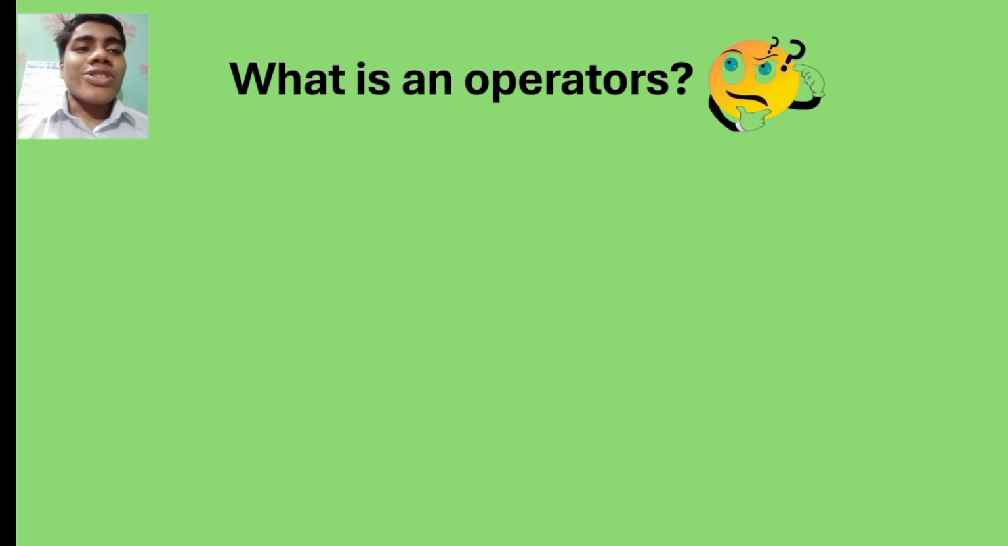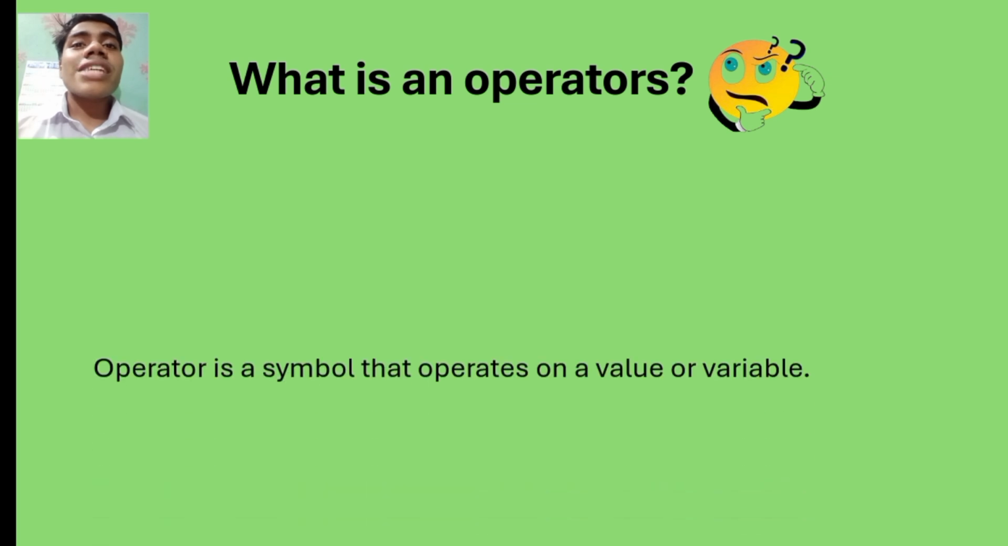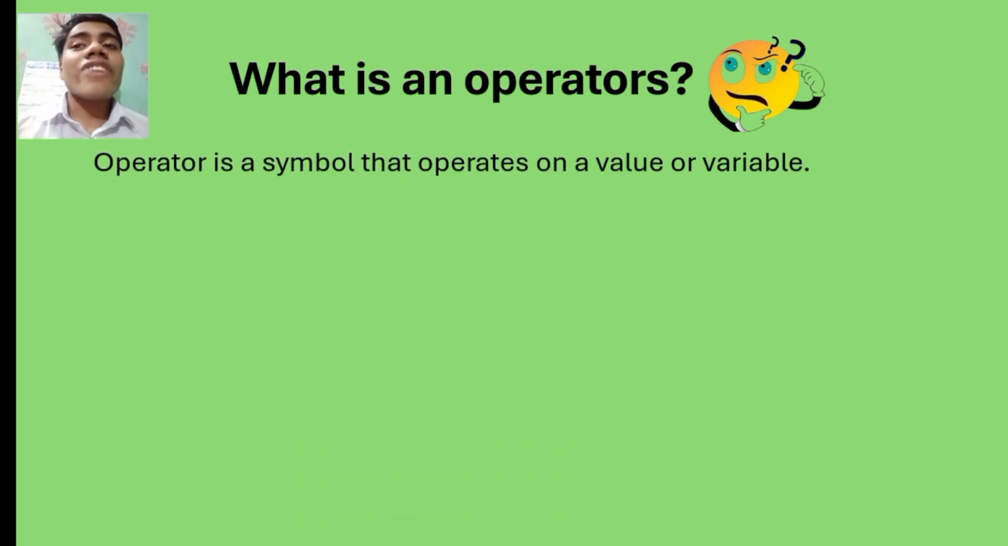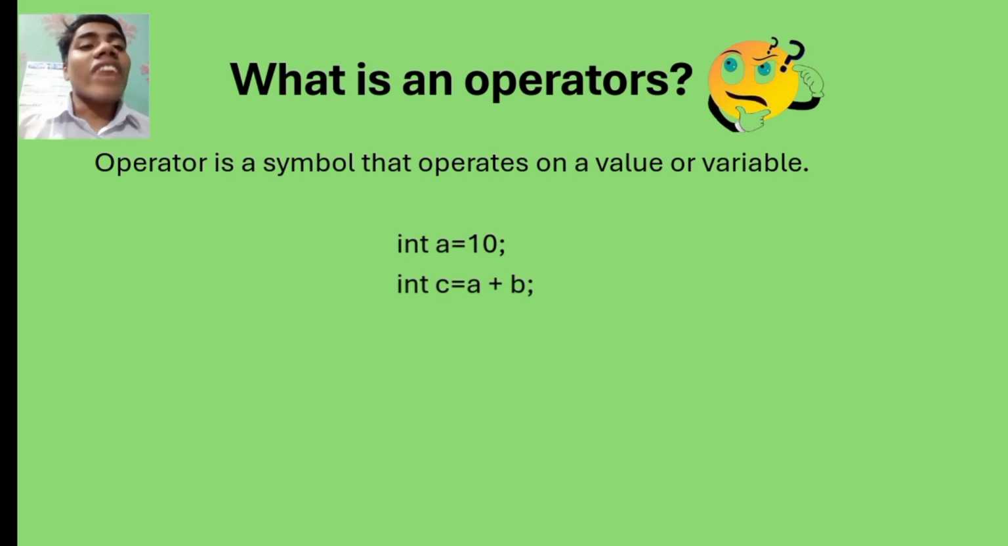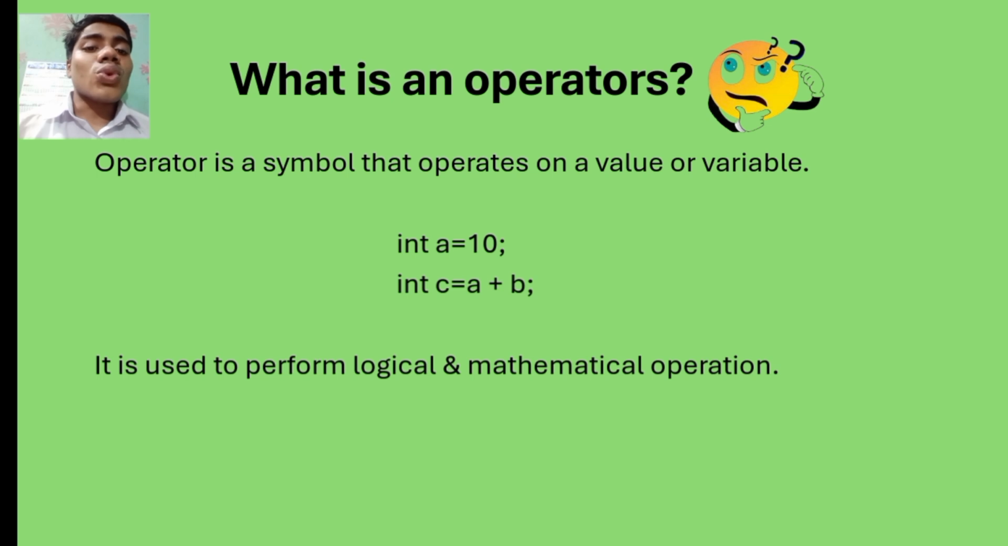Now, what are operators? In programming languages, operators are special symbols that perform operations on variables and values. If we see an example, a is equal to 10, and another example is c is equal to a plus b. Here in the first example, the equal sign is an operator which relates values, and in the second example, the equal sign and the plus sign relate the variables. It is used to perform logical and mathematical operations.